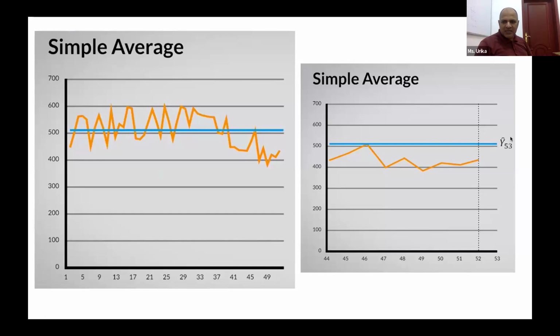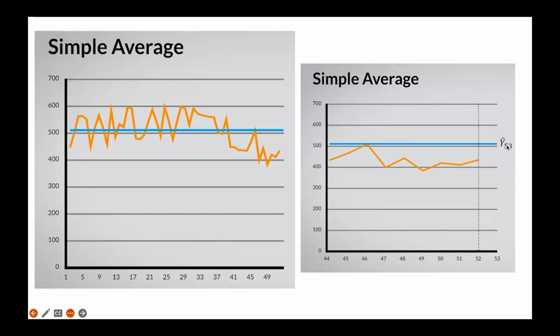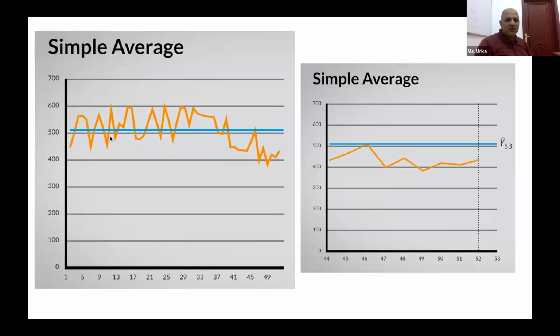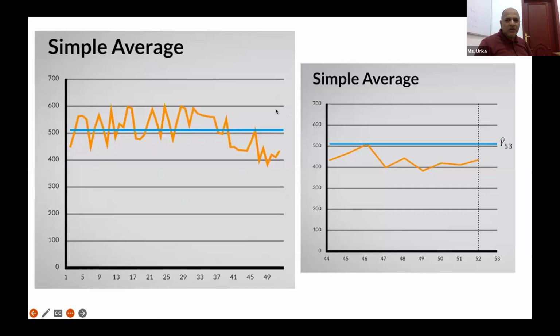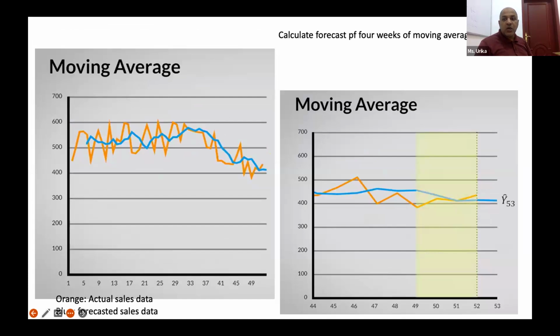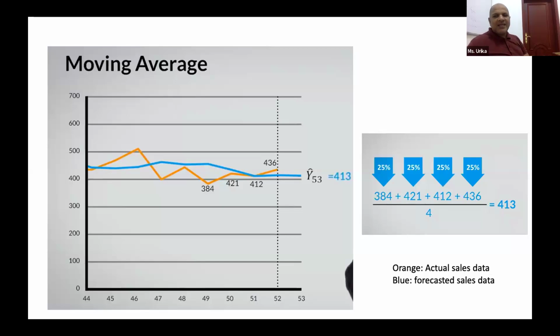You understand? Now here you have a difference, no? Here, can you see? Earlier we had this one, last period demand. If you go down, last period demand is better. Now the simple average is better, no? So you avoid this kind of ups and downs. But this is okay. When you go for moving average, you are not considering all. You consider the last part, the last 4 weeks.